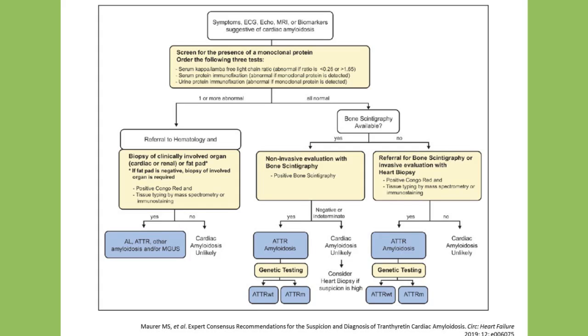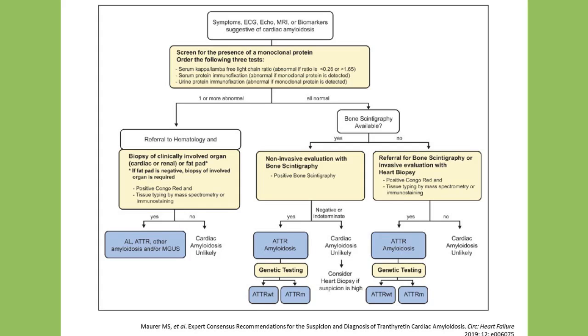This is another algorithm that came from that same publication that looks at, again, recognizing symptoms, the ECG and echo biomarkers, and what the results of all of those combined are. If one or more of those are abnormal, it generally means that the patient may be considered more of an AL type of candidate. So those patients tend to, or should, get referred to hematology and go on for biopsy. If there is a high clinical suspicion and all of those tests are normal, then this is when technetium PYP becomes an important procedure if it's available.